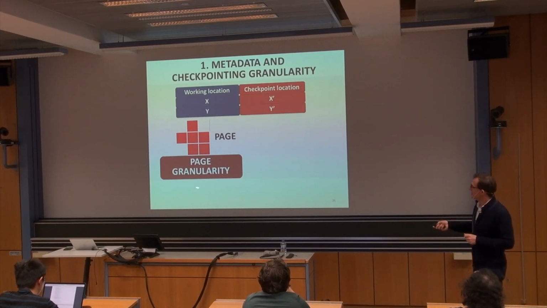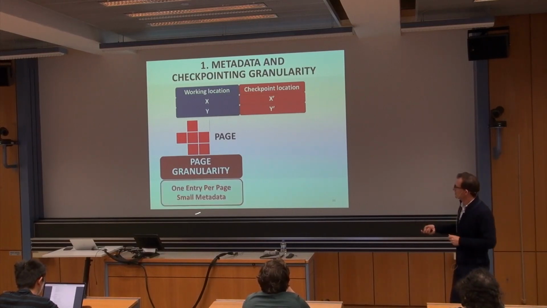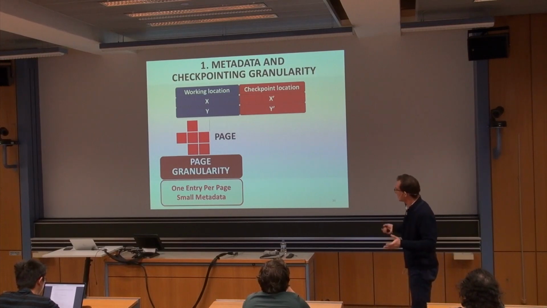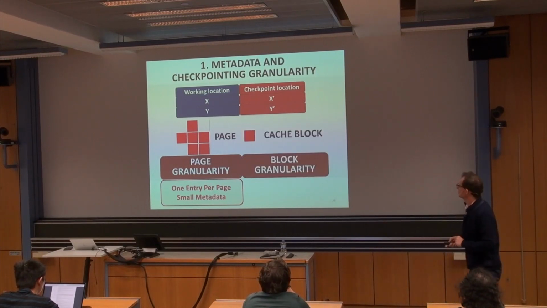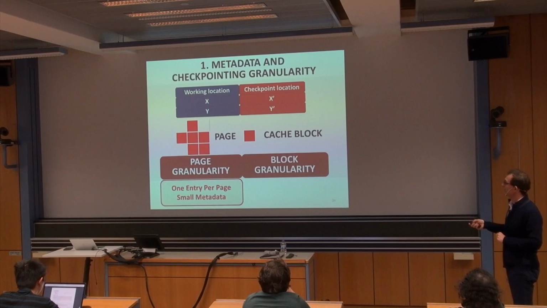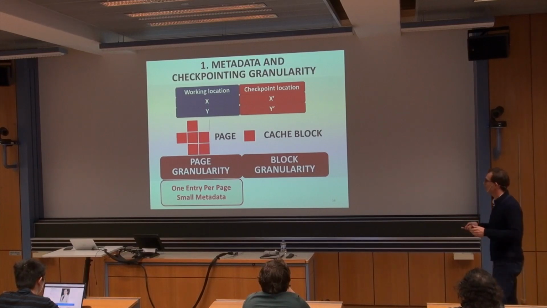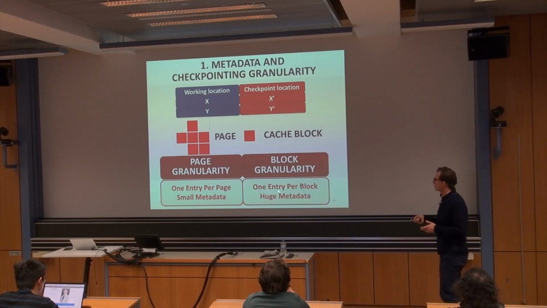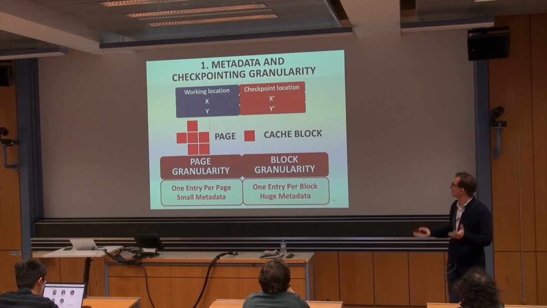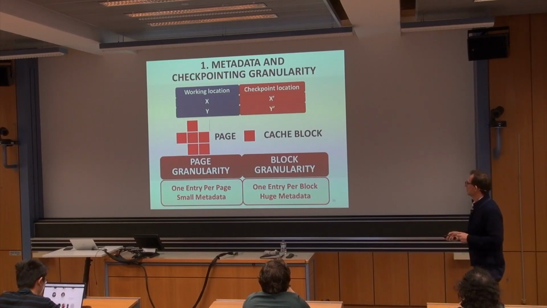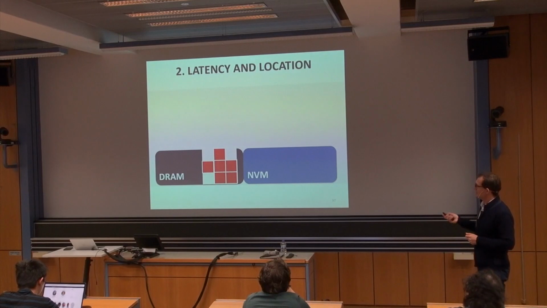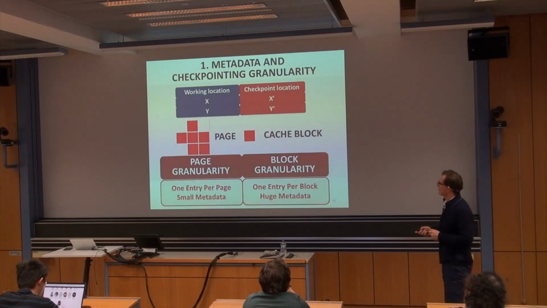You could do it at the page granularity, which is a large granularity. In this case, you need to have 1 entry per page. Your metadata is small. That's good. Or you could do it at the cache block granularity. This is smaller. You have 1 entry per block, and this is huge metadata. So there's a trade-off over here. But checkpointing latency actually makes a difference.